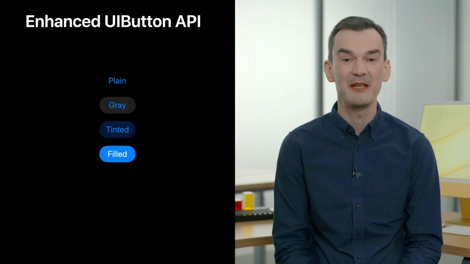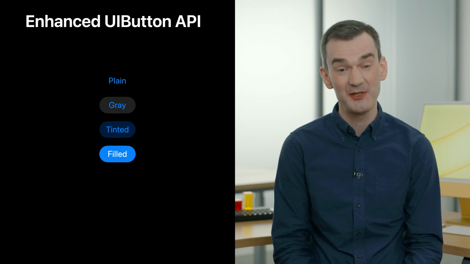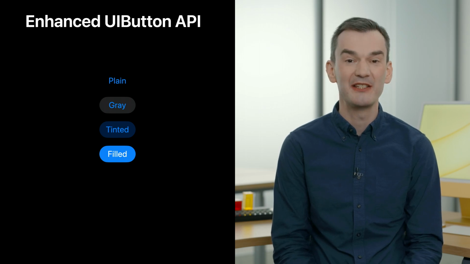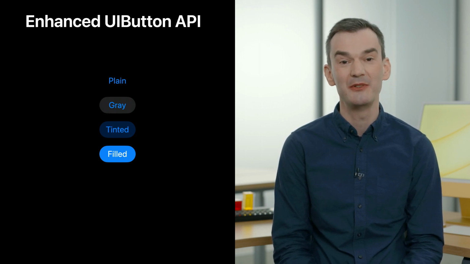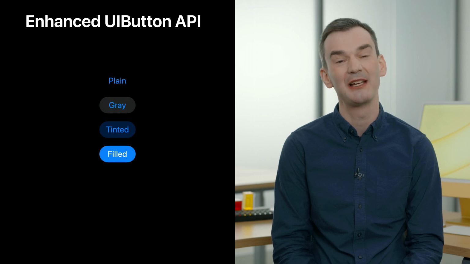Thanks, Mike. I'm going to start out looking at some more enhancements to UIKit APIs in iOS 15. Our first API enhancement is in many ways also a UI refinement. We've added new APIs to UIButton to allow you to flexibly configure your button's look and feel. As well as the existing plain style, we've added gray, which has a gray background, tinted, which has a tinted background, and filled, which is entirely opaque.